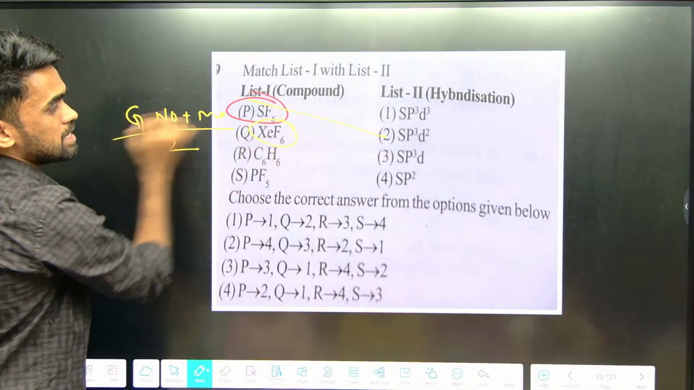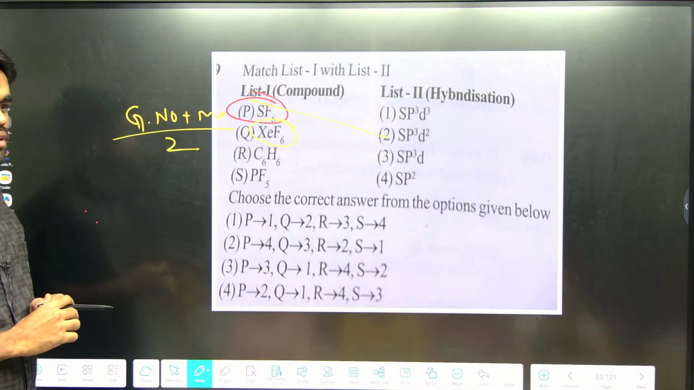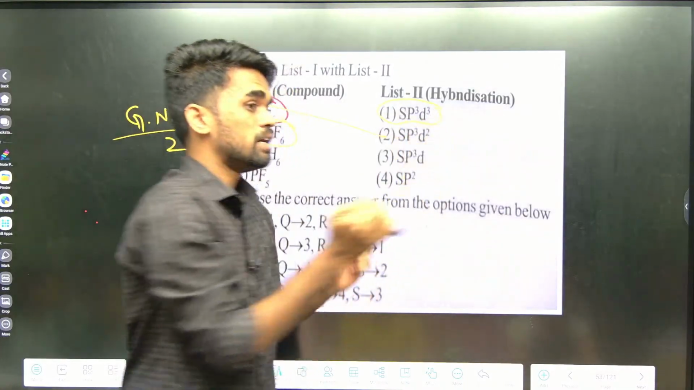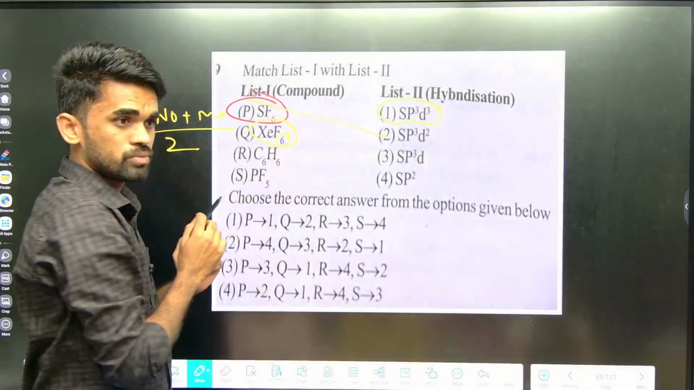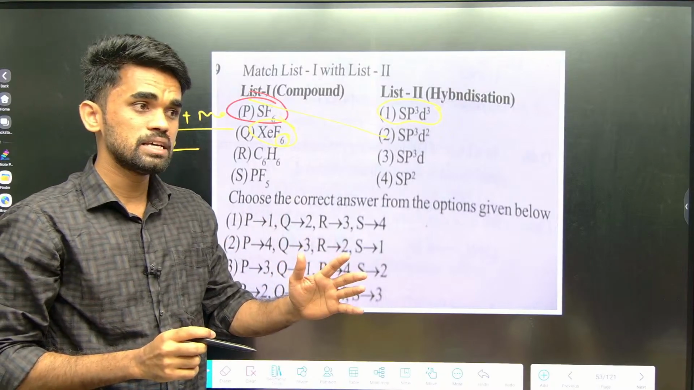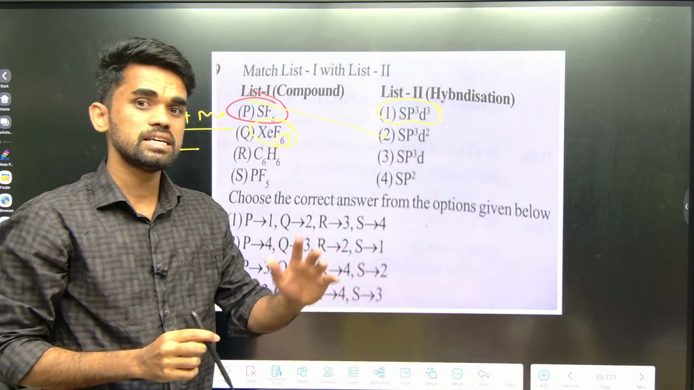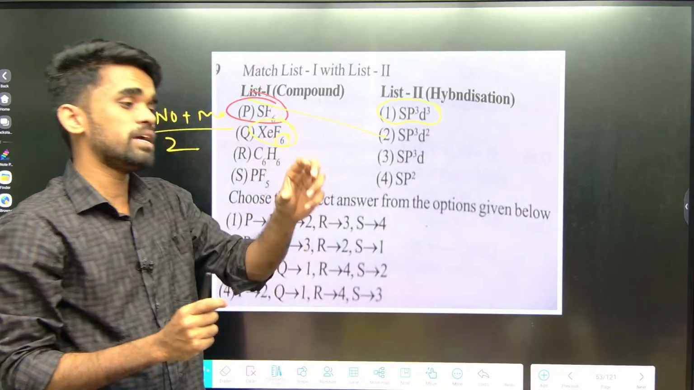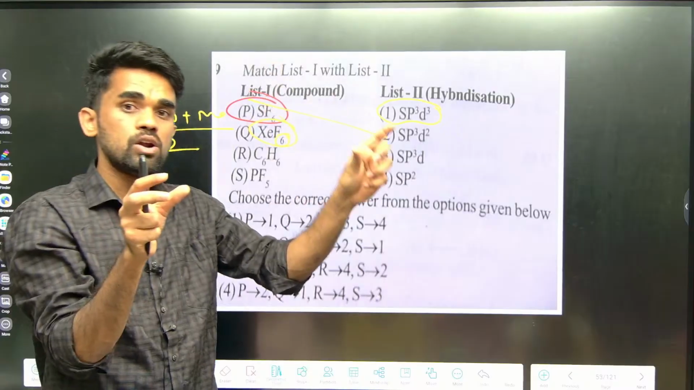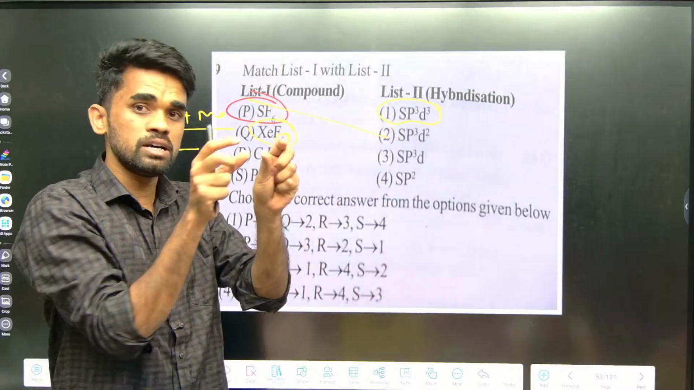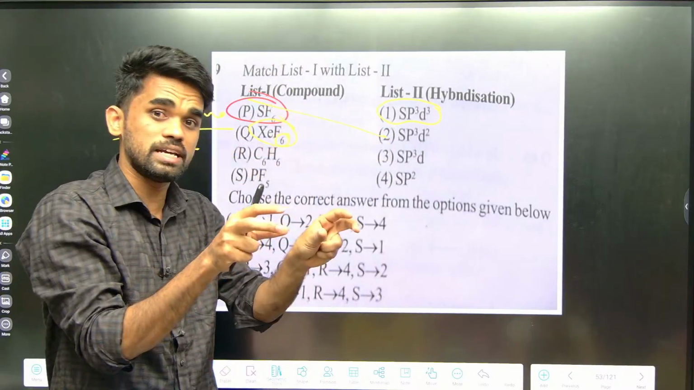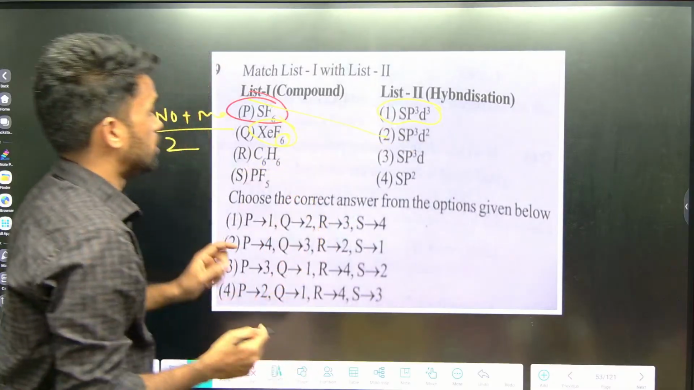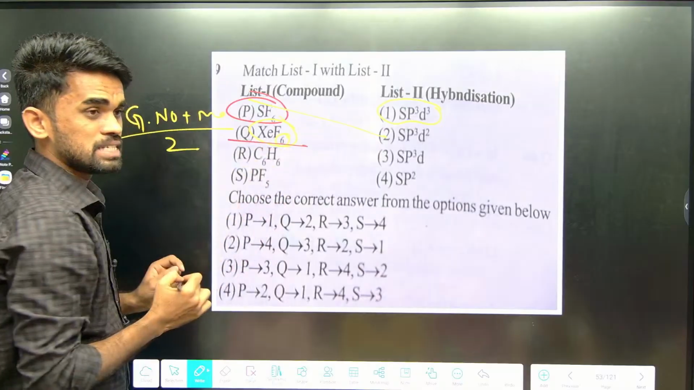sp3d2. XeF6 means sp3d3. So sp3d3 means, but how many surrounding atoms we have? 6. But hybridization number is 7. Hybridization number is 7, but here number of atoms are 6. It means there are 6 bond pairs, 1 lone pair. So in this case, the structure you should say is distorted octahedral. What is it? Distorted octahedral. So what is the structure of this XeF6?